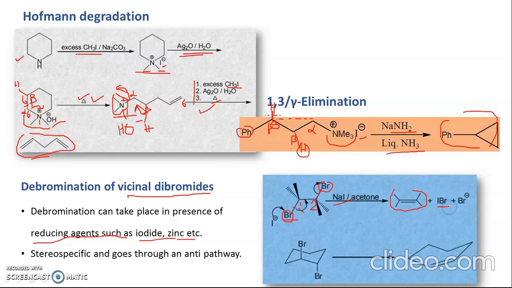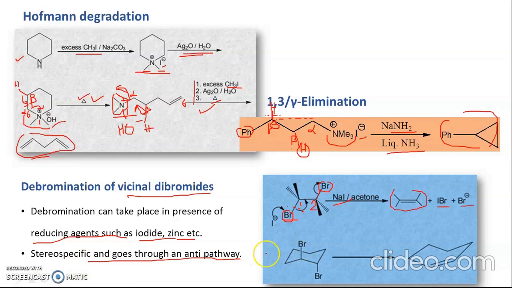See, this is the interhalogen IBr and Br minus that is also produced. Another example we will see, which is a cyclohexane derivative. These two bromines are already in anti position. In the first molecule also the two bromine atoms are in anti arrangement. So this is stereospecific and goes through an anti pathway.